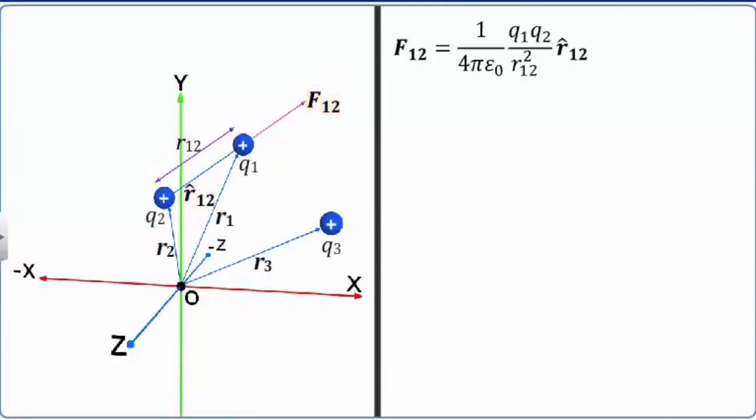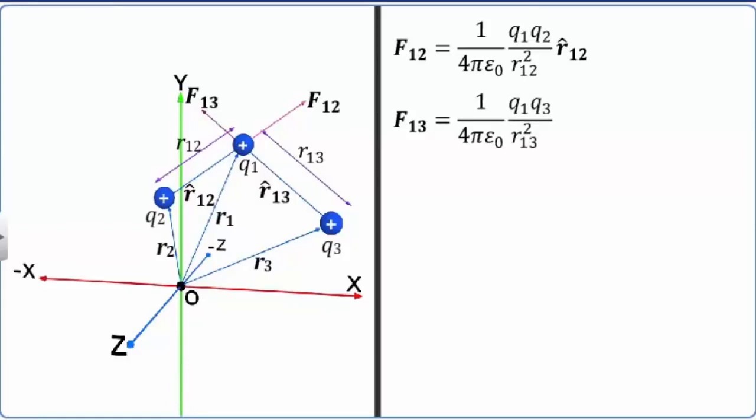F13 is the force on the charge Q1 due to Q3 and is equal to 1 by 4 pi epsilon naught into Q1 Q3 by R13 square into R13 cap. R13 is the distance between Q1 and Q3, and R13 cap is the unit vector in the direction of the force F13. To find the net force F1 on Q1 due to the other charges in the system, we should apply the principle of superposition. That is, F1 is equal to F12 plus F13 vectorially.